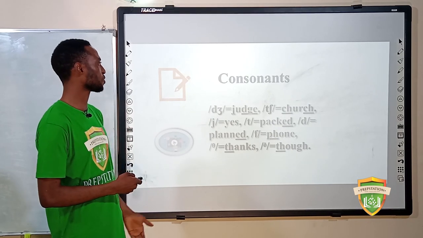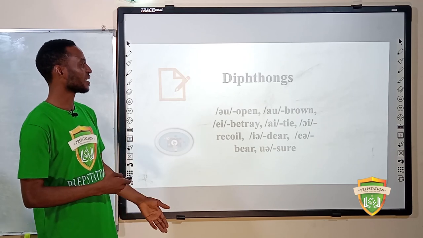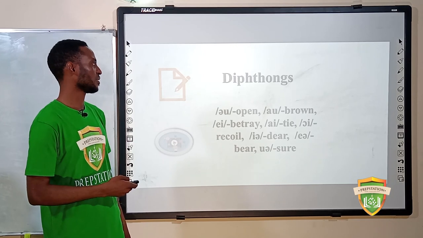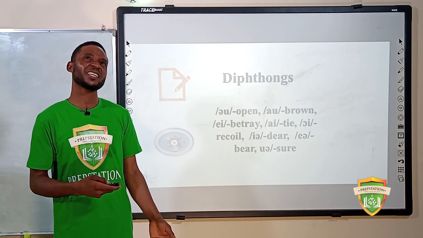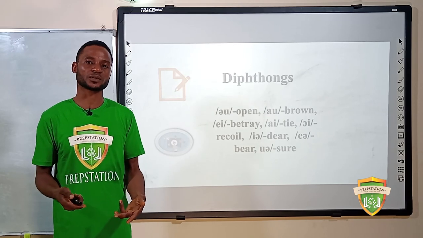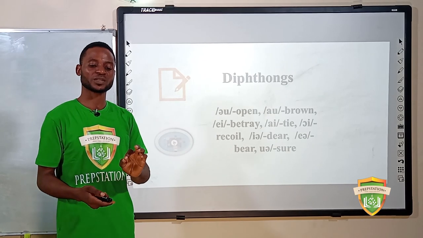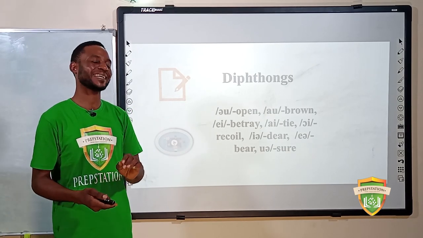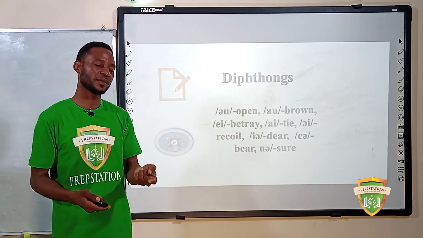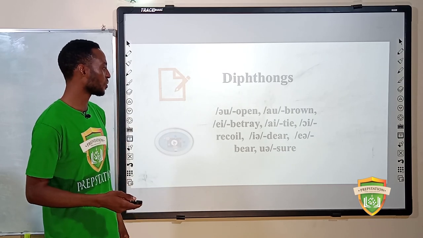So we have discussed so much on vowels and consonants. So let's look at some few diphthongs. Of course, when you're talking about diphthongs, these diphthongs occur when you have two symbols representing only one sound. You have two symbols that represent one sound, and then there is a glide from the first symbol to the other one. And in this case, I want us to pick some of them and look at them.